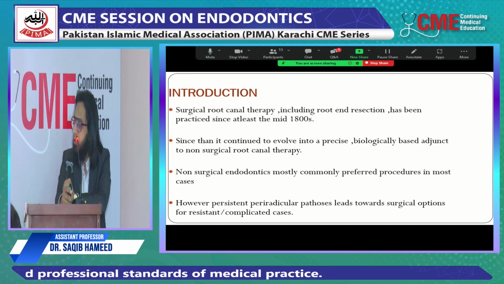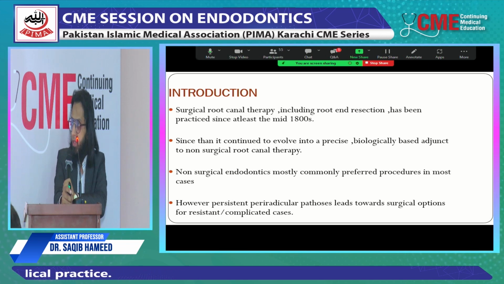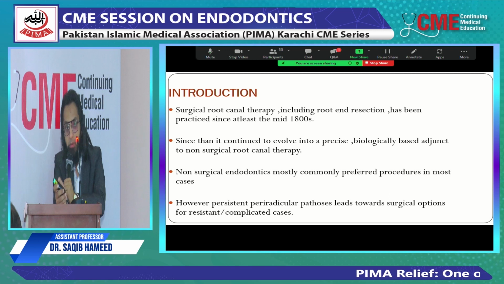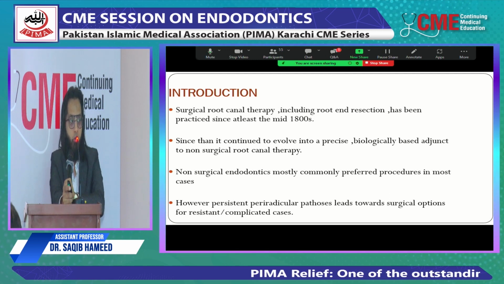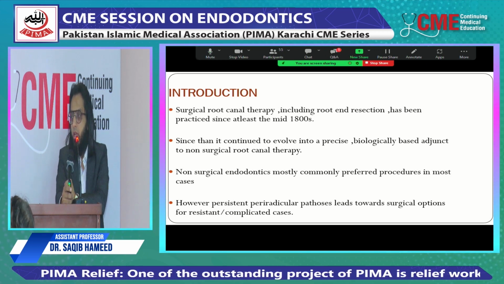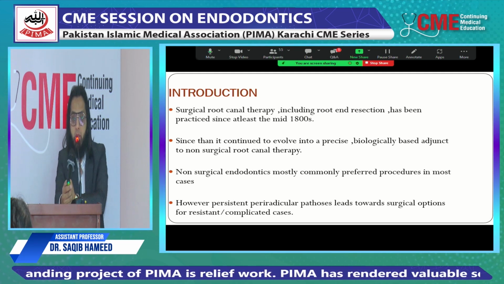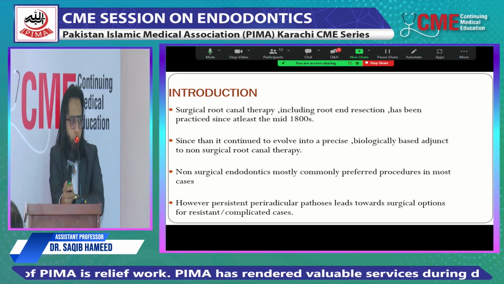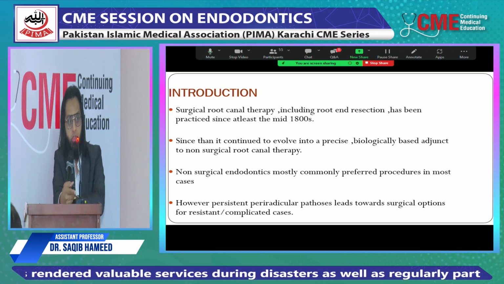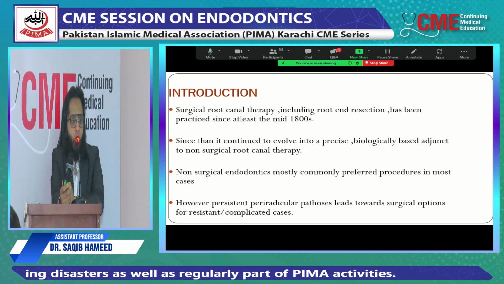So, the introduction about endodontic surgery. Surgical root canal therapy, including root end resection, has been practiced since at least the mid-1800s. Since then, it continued to evolve into a biologically based adjunct to non-surgical root canal therapy. The key point is adjunct to the non-surgical therapy. What we should understand is that the first line of action for any endodontic pathosis is non-surgical treatment, right? So we should always take surgical endodontic therapy as an adjunct for cases which are refractory, which are not healing after endodontic therapy, or where there are some complications. Like Dr. Jamshed has shown us so many good cases which he treated with file retrieval or anything like that. But if we are not able to treat such cases, then we are left with the option of endodontic surgery.